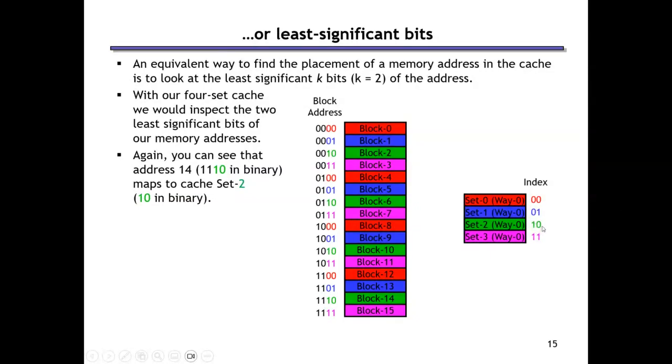And this index field is now mapped to set 2. So it means 14 is now mapped to set number 2. And if you look at this index field, got it? And now can you see also the block 6? We can either use the mod operator or the least significant k bits of the main memory byte address. Got it or not got it?